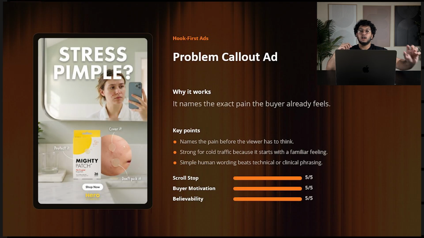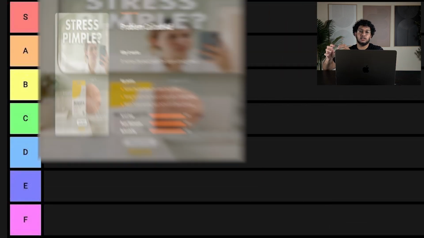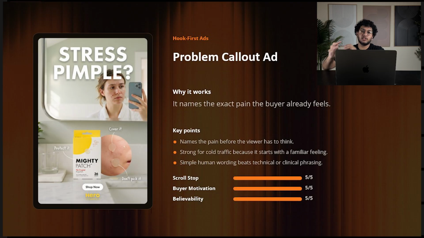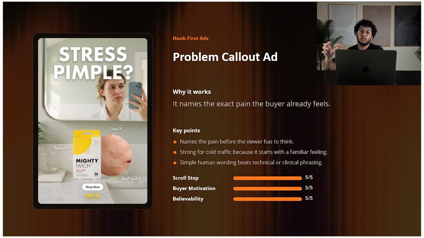Next is the problem callout. This is S tier. Problem callout ads are one of the strongest static formats because they start with something the buyer already feels. Stress pimple, tired eyes, back sore. Do you wake up dry? The viewer does not need to know your brand. They do not even need to know your product. They only need to recognize the problem. That's why this format works so well on cold traffic.